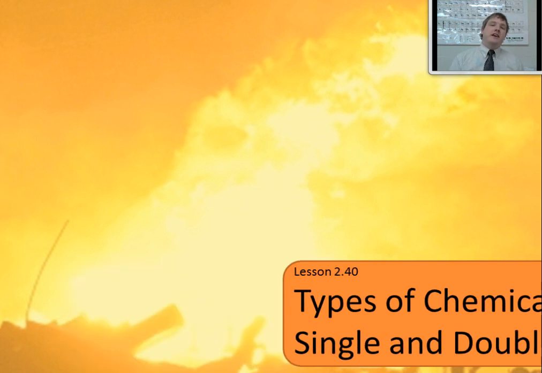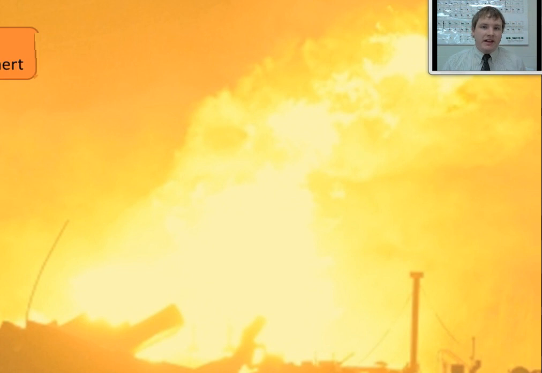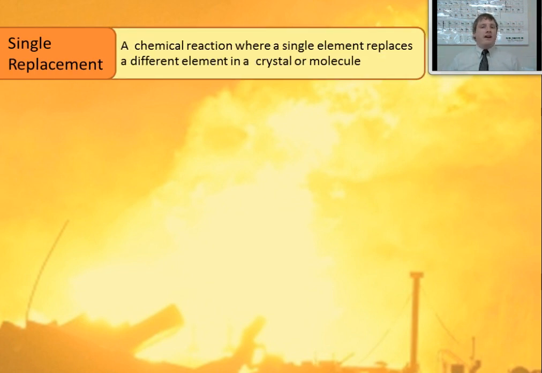And we're going to start off with a definition. A single replacement chemical reaction is one where you have an individual element. And remember what an element is. An element can be a bunch of individual atoms. It could be a group of atoms bonded together as a molecule as long as all the atoms are the same kind. Or it could be a group of atoms bonded together in a crystal as long as all of the atoms are the same kind. So we're talking about one type of atom, an individual element, okay?